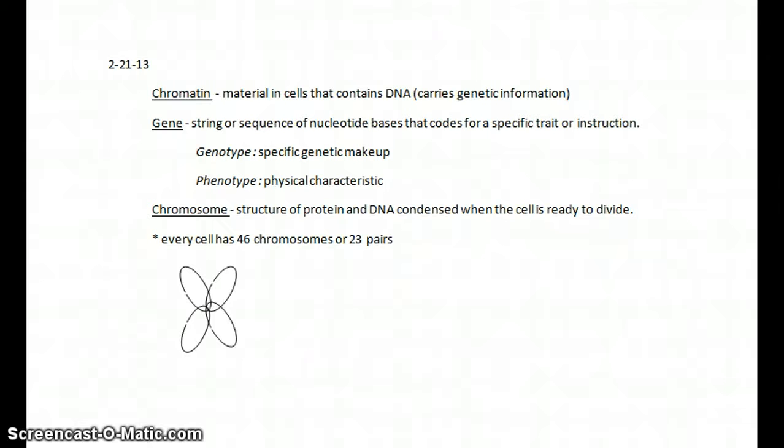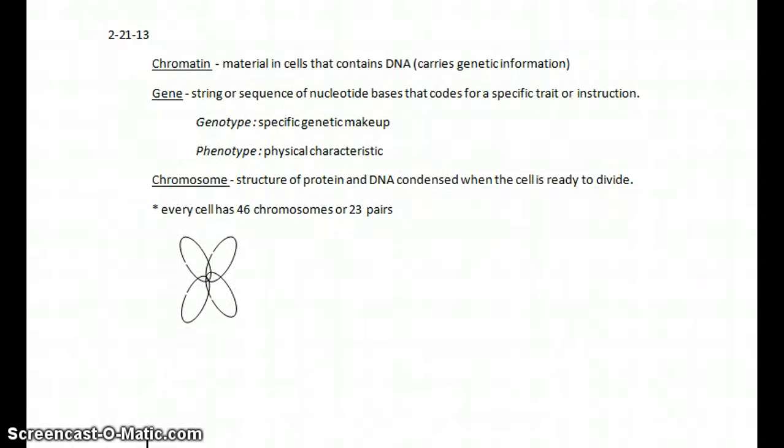A chromosome is a structure of protein and DNA condensed when the cell is ready to divide. Every cell has 46 chromosomes, or 23 pairs.